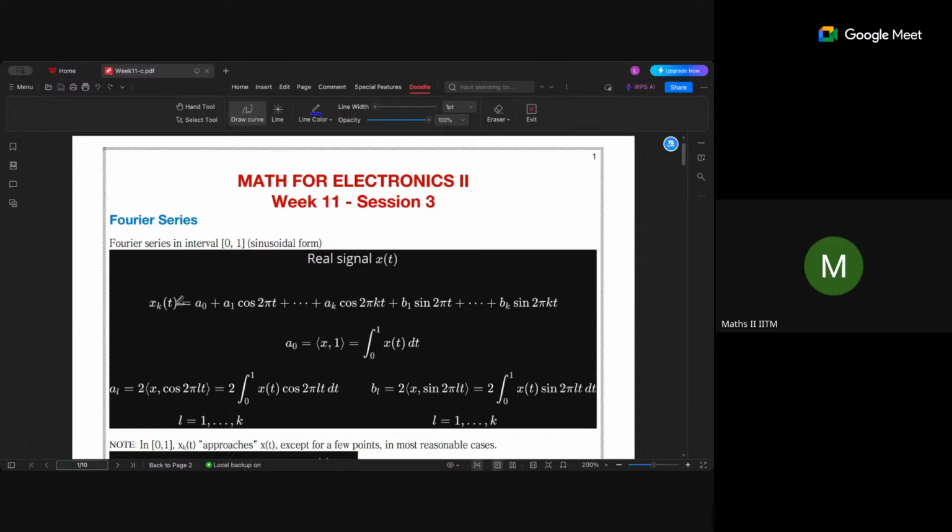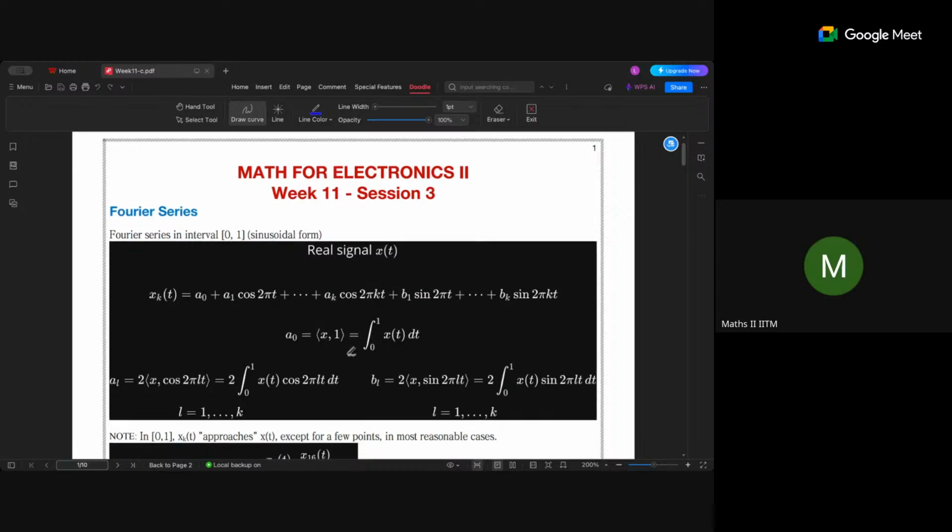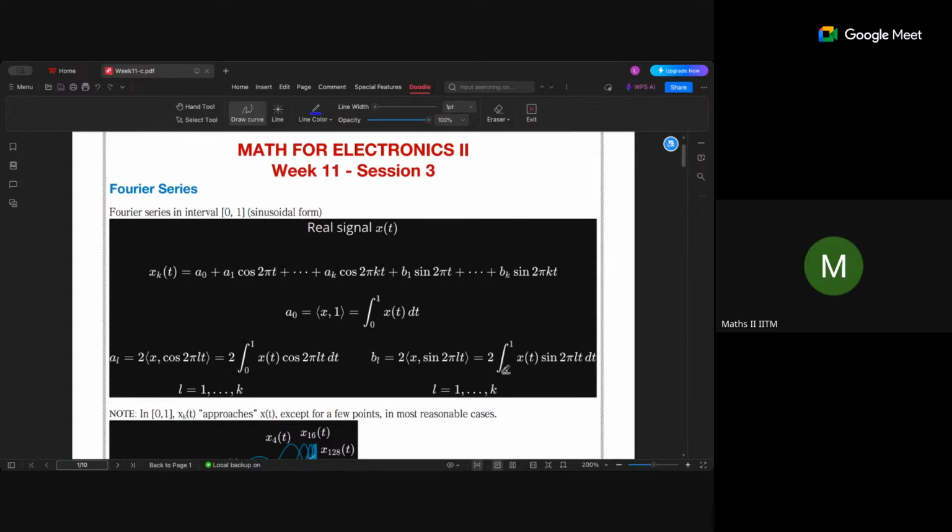Now what is this xk of t? Xk of t is given in a sinusoidal form, involving cos and sine, right? Here you have an expression where a naught, a1, ak, each of these are given in terms of the inner product. If you have a signal x of t, then a naught is the inner product of x comma 1, in L2 of 0 comma 1. That is why for this inner product you do the integral from 0 to 1 of x of t dt.